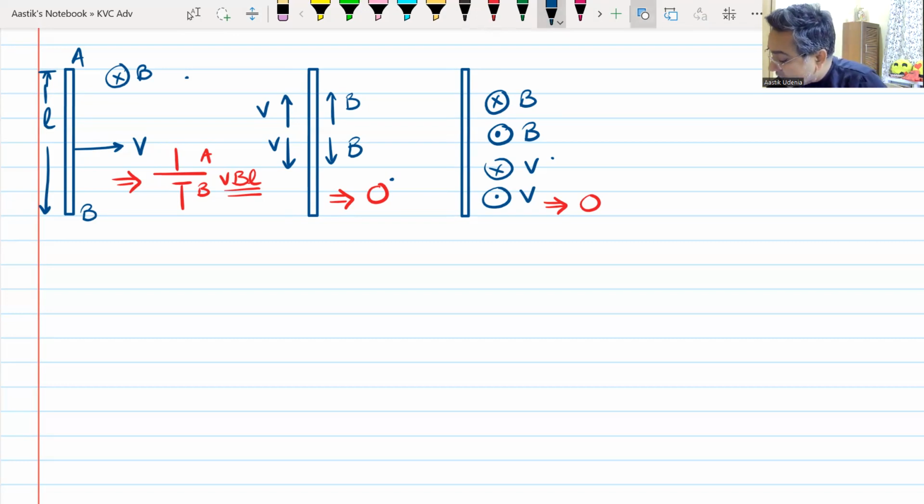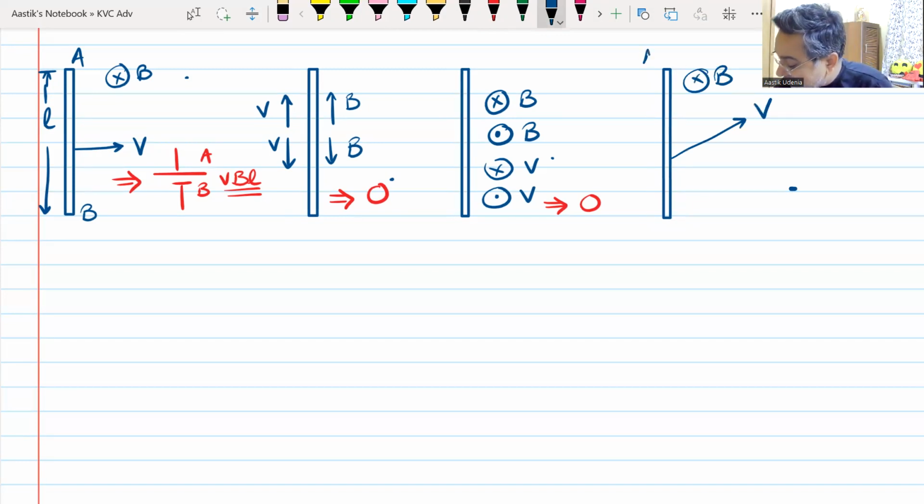Yes, sir. Let me move on to the next case, case number 4. In case number 4, the length is L, the magnetic field is B, but the velocity I have drawn is like this. Now in this case, which point will be at a higher potential, which point will be at a lower potential, and what will be the potential difference? Now how do you find it? I'm not going to give you in terms of angle. What I'm going to do here is resolve this V into two components. One component will be perpendicular and one component would be parallel.